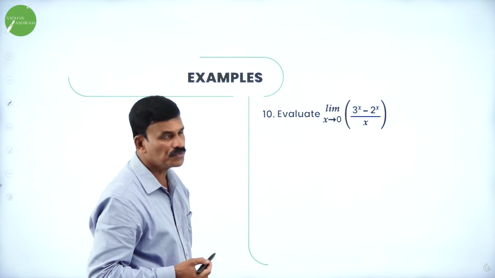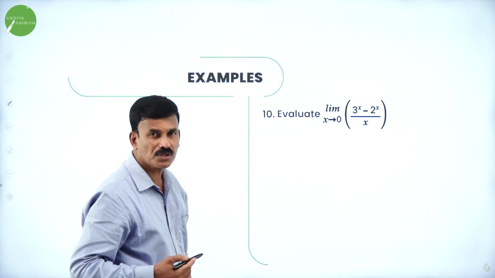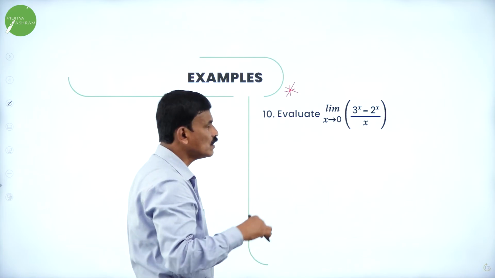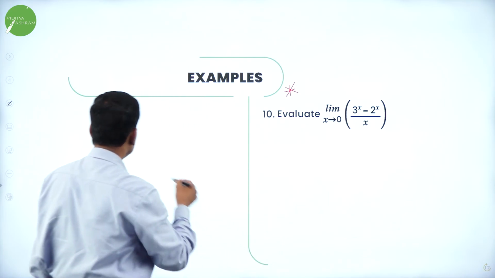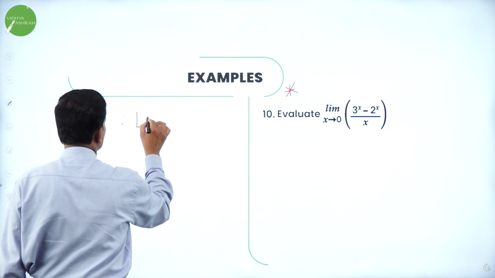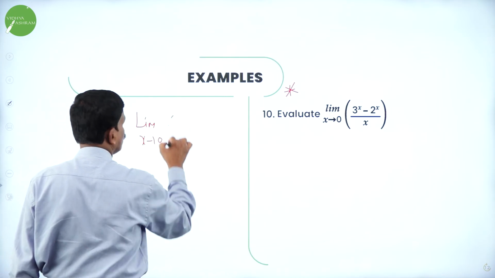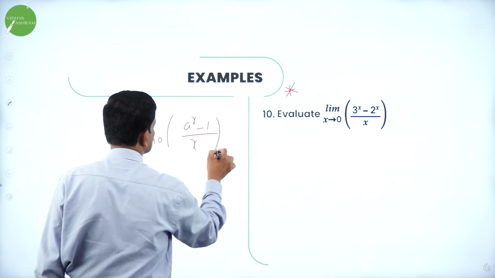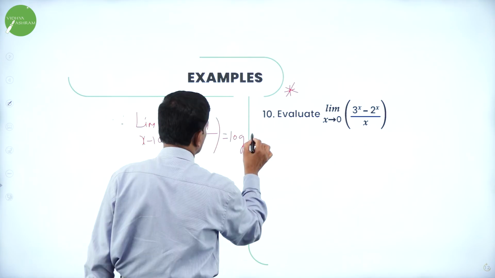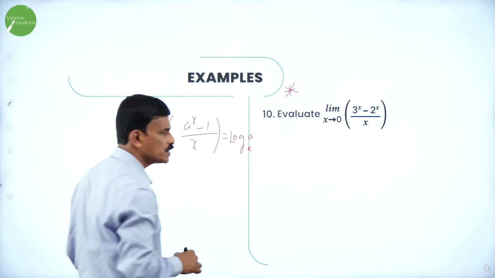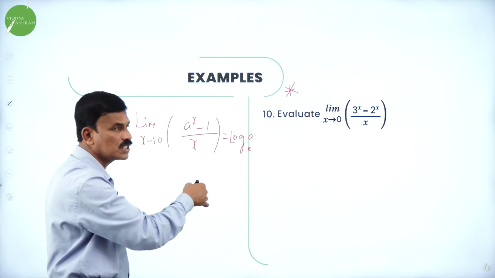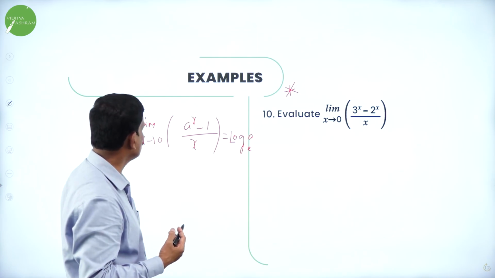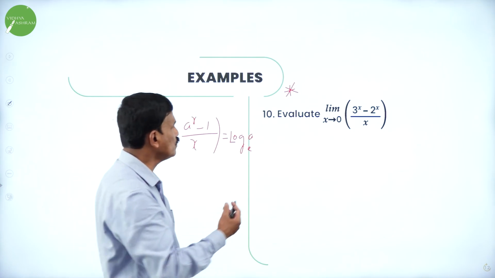Limit x tends to 0 of 3 to the power of x minus 2 to the power of x divided by x. This is also a very simple and important problem. Now, let us convert this into a form. We know there is one formula: limit x tends to 0 of a to the power of x minus 1 by x is always equal to log a to base e. Now, using this formula, convert this problem to this form and evaluate it.